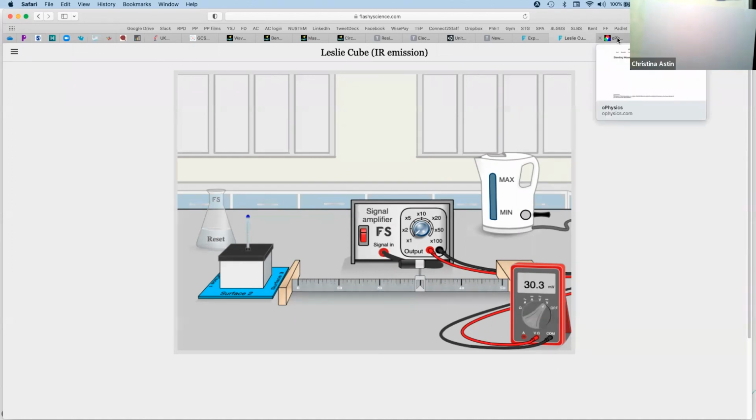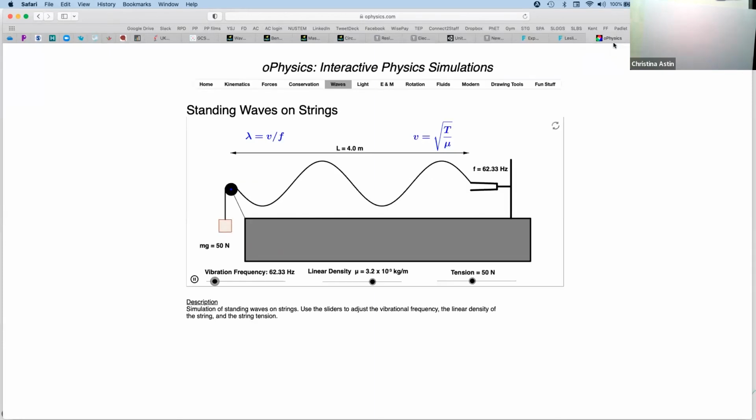Now, just before we finish, I just want to show you a couple. I'm not going to demonstrate these, but I just want to make you aware that there are a couple of other very nice developers around that are worth a look at. One is called ophysics.com. Again, these are on the spreadsheet, so you'll find them.